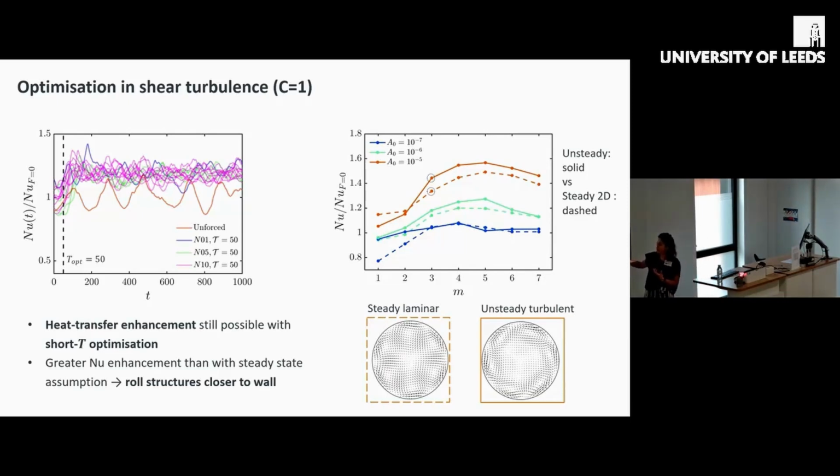And to understand why that is, if we compare the structures, we still have rolls, but in our case, with the optimization done with unsteady turbulent flow, these rolls are closer to the wall, and so they are able to enhance heat transfer more.